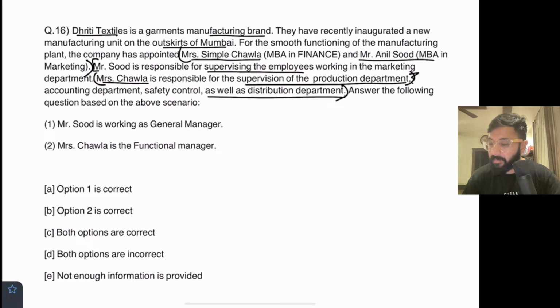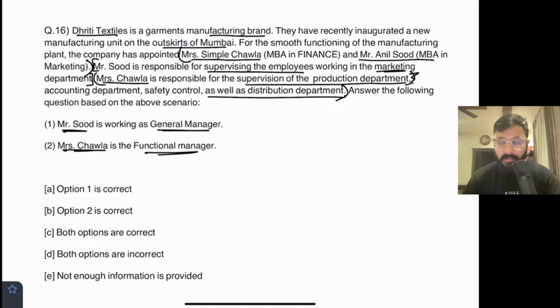मिस्टर चावला के ये काम हैं. मिस्टर सूद जो है, ही इज़ रिस्पॉन्सिबल फॉर सुपरवाइजिंग एम्प्लॉयज़ इन मार्केटिंग डिपार्टमेंट. मिस्टर सूद इज़ वर्किंग एज जनरल मैनेजर एंड मिसेस चावला इज़ द फंक्शनल मैनेजर. आई थिंक हमने ये टेस्ट 1 में भी देखा था, इफ़ आई एम नॉट रॉन्ग. सो मुझे ऐसा लगा था आज भी कि ये शायद रिपीट हुआ है क्वेश्चन टेस्ट 1 और टेस्ट 2 में.